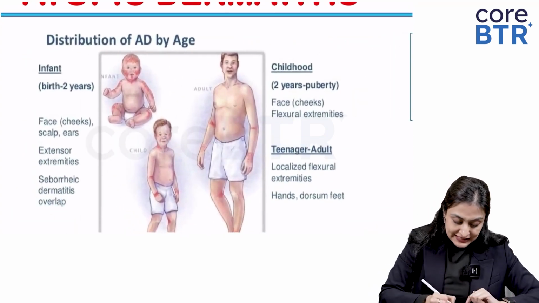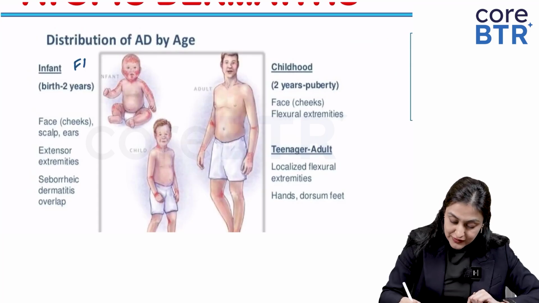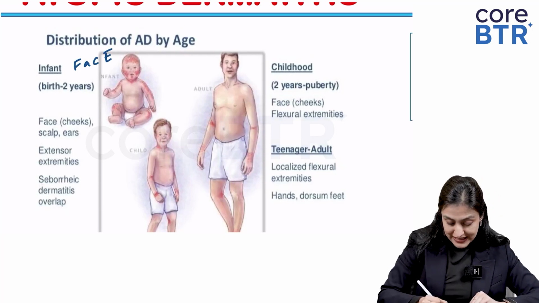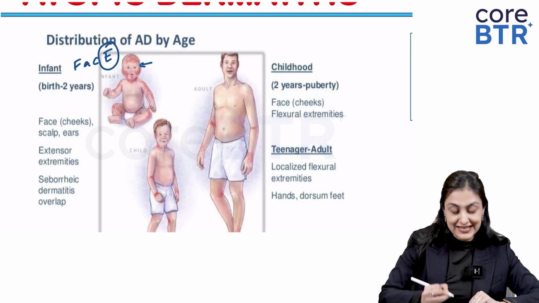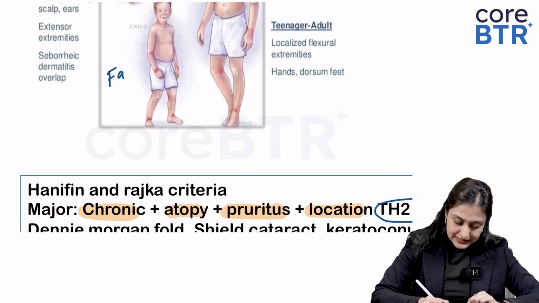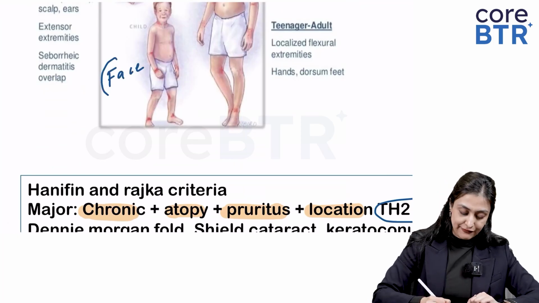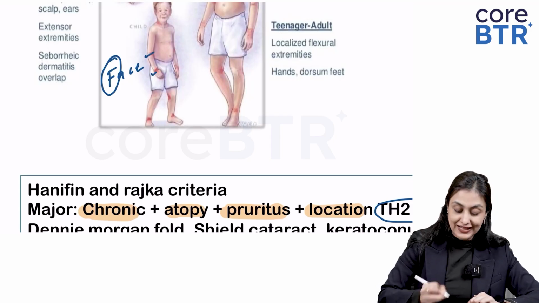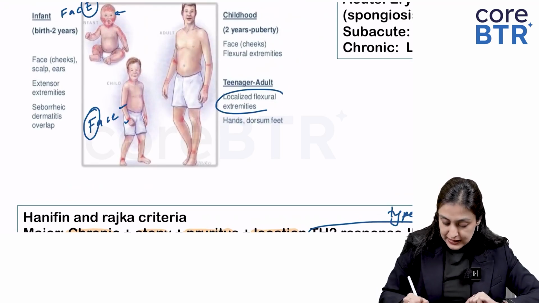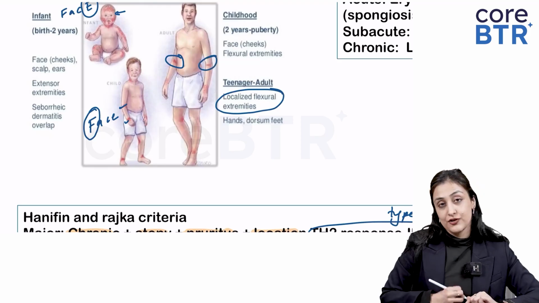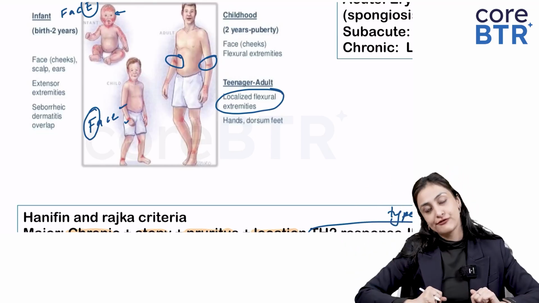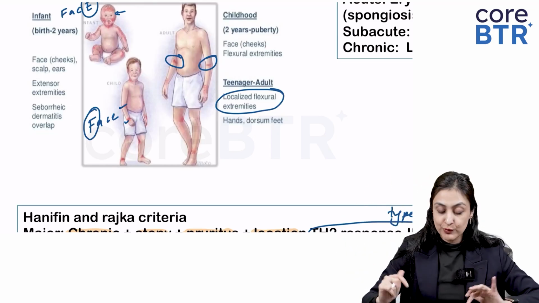So now see, in infants till around 2 years, you will write face like this, meaning it affects the face of babies and it affects the extensor surfaces. As the child grows, now you write face, meaning it will affect the face and it will affect flexural surfaces. And as you grow older, it is just flexural surfaces, right? So face, face and flex, and flex is how you will remember the progression.